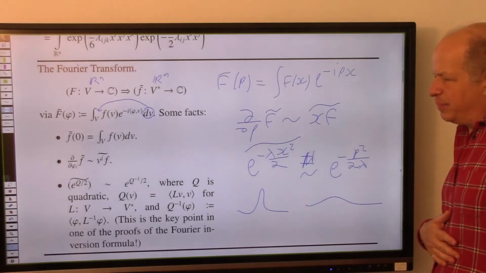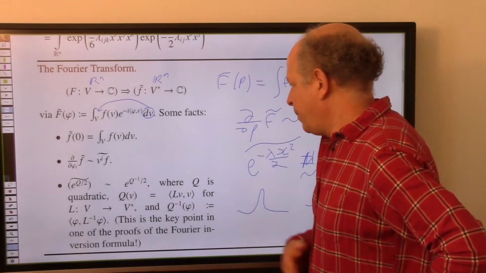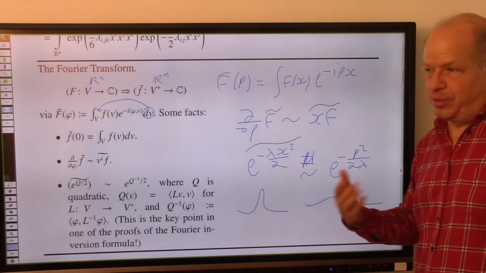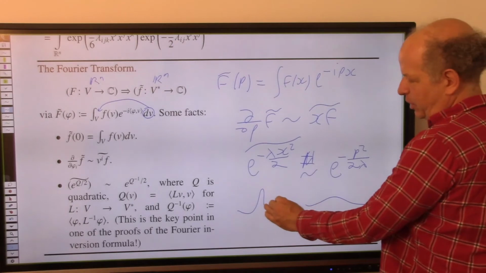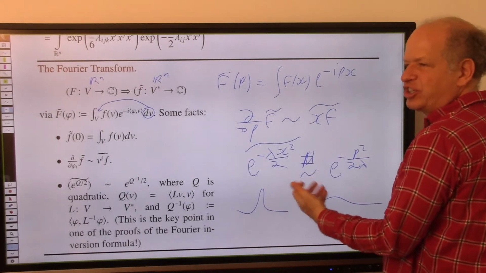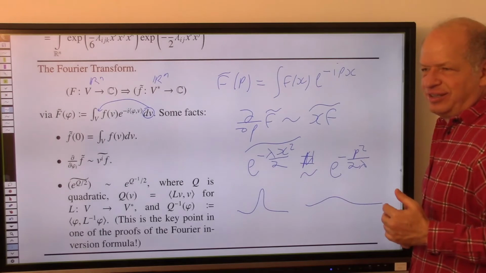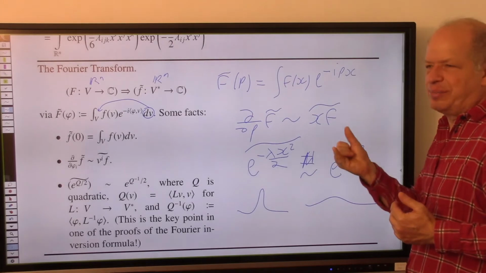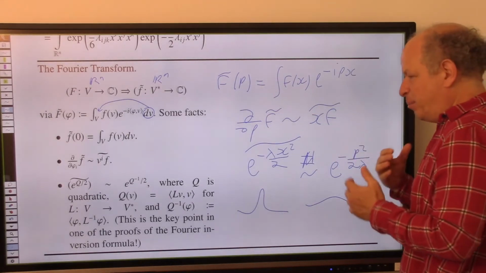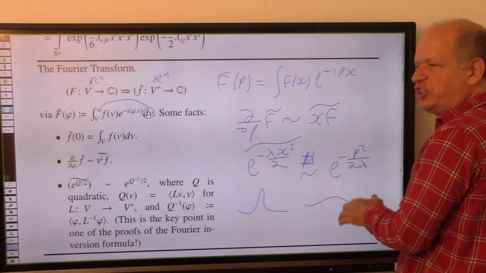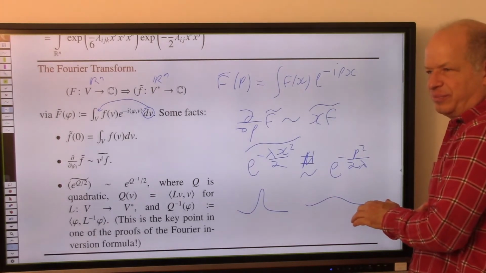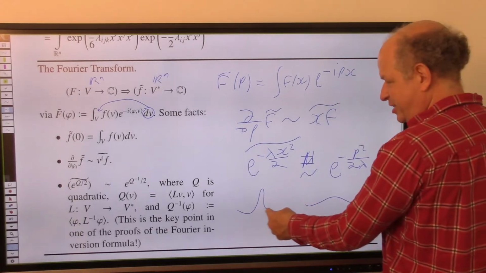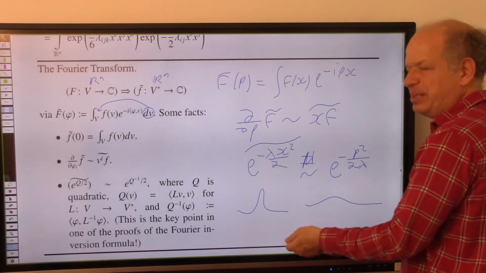And by the way, this is the key to one of the proofs of the Fourier inversion formula. So you probably know that the Fourier transform squared is more or less the identity, right? Actually, it's the symmetry that replaces x by minus x. Okay, but more or less, if you do the Fourier transform twice, you go back to where you started. And one reason why this is true is because it's true for Gaussians by explicit computation.